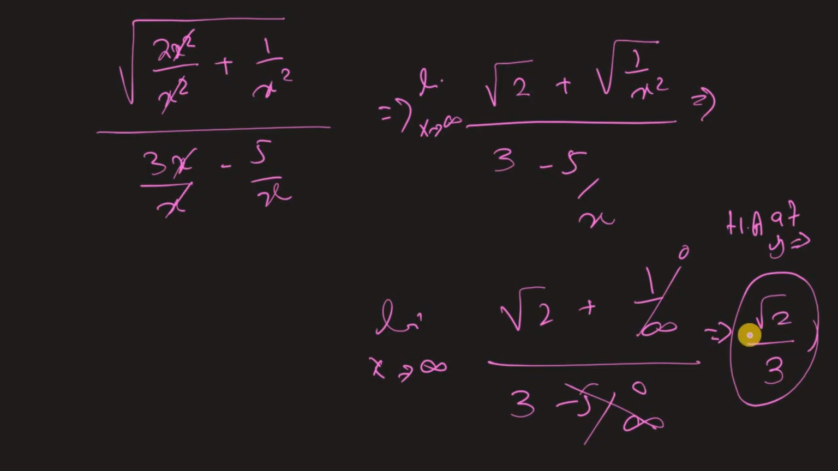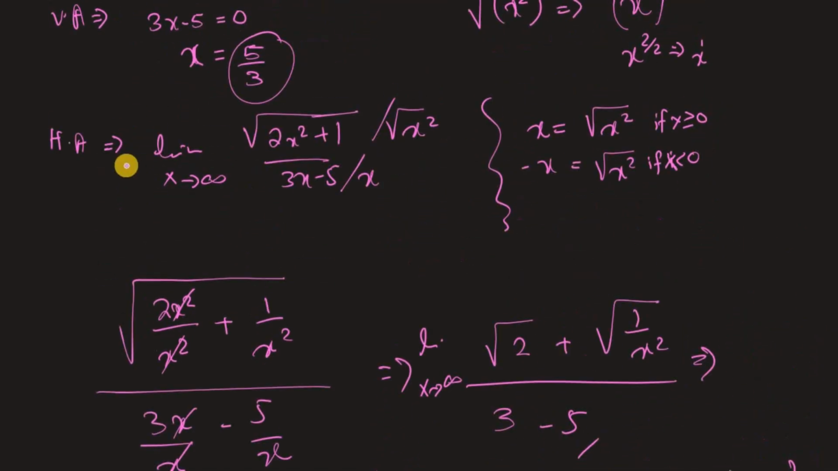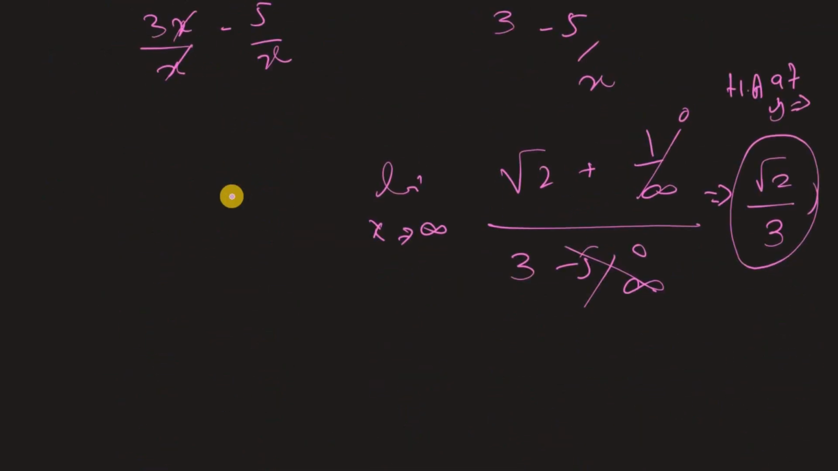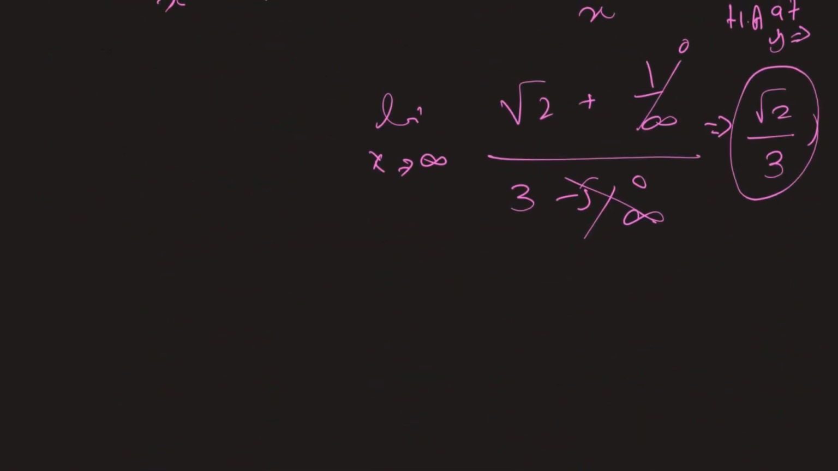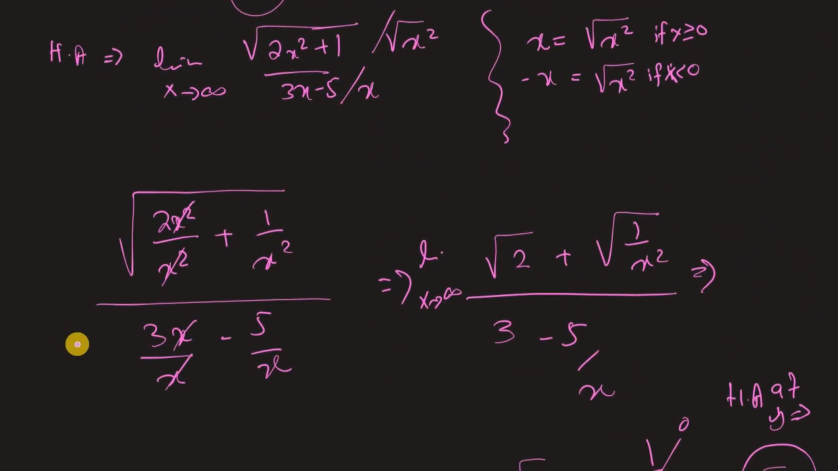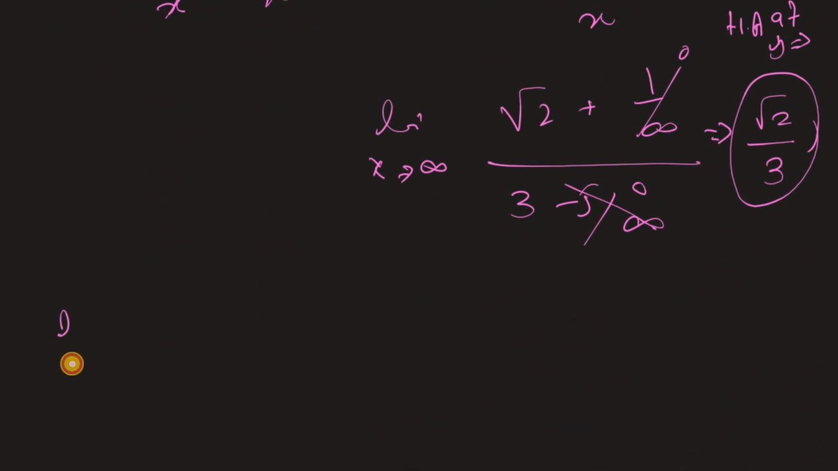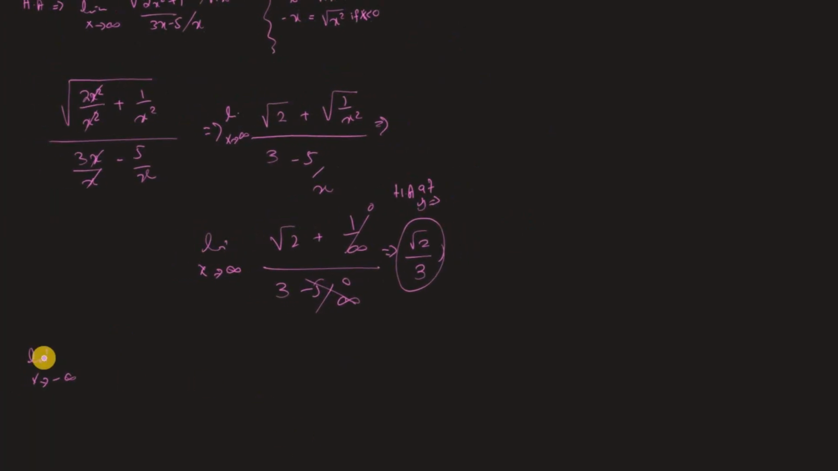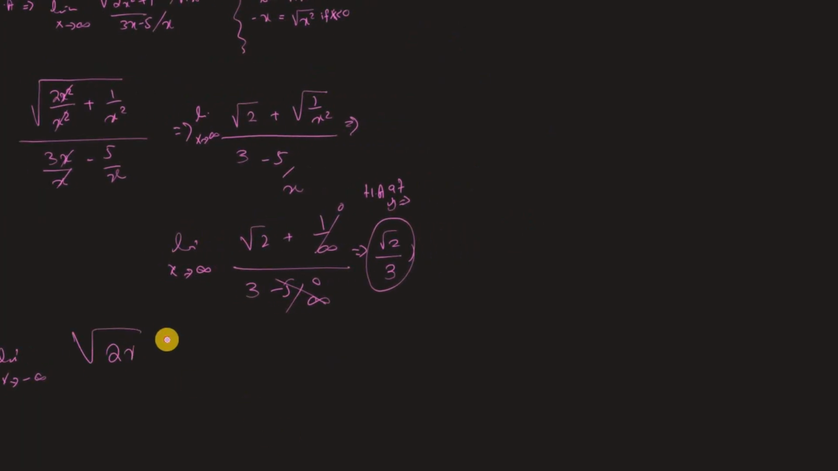So then your answer is going to be horizontal asymptote at y equals square root of 2 over 3, and vertical asymptote at x equals 5 over 3. Now you need to find if the horizontal asymptote exists at negative infinity as well. So now let's approach the function as x approaches negative infinity.